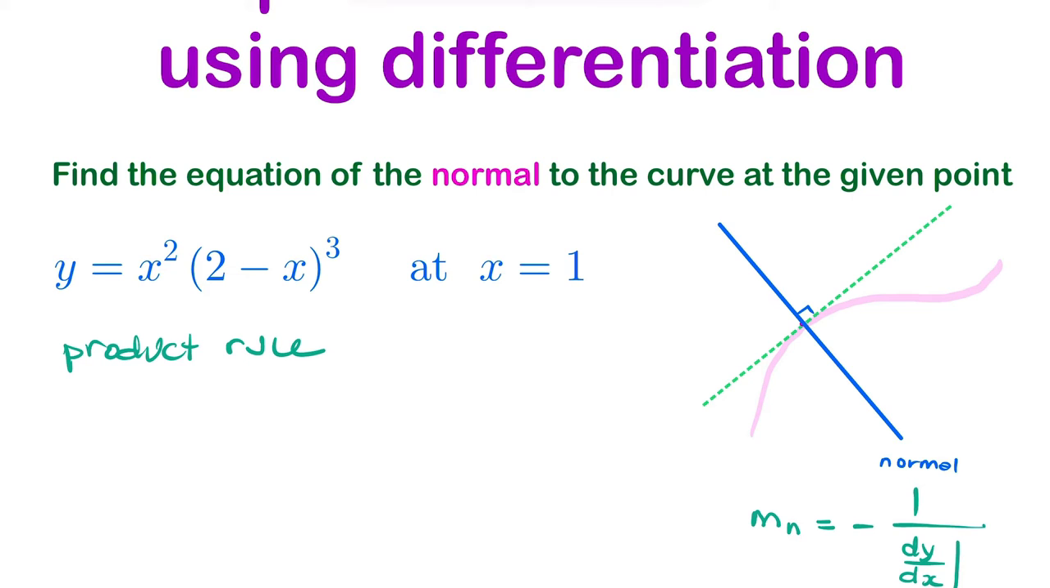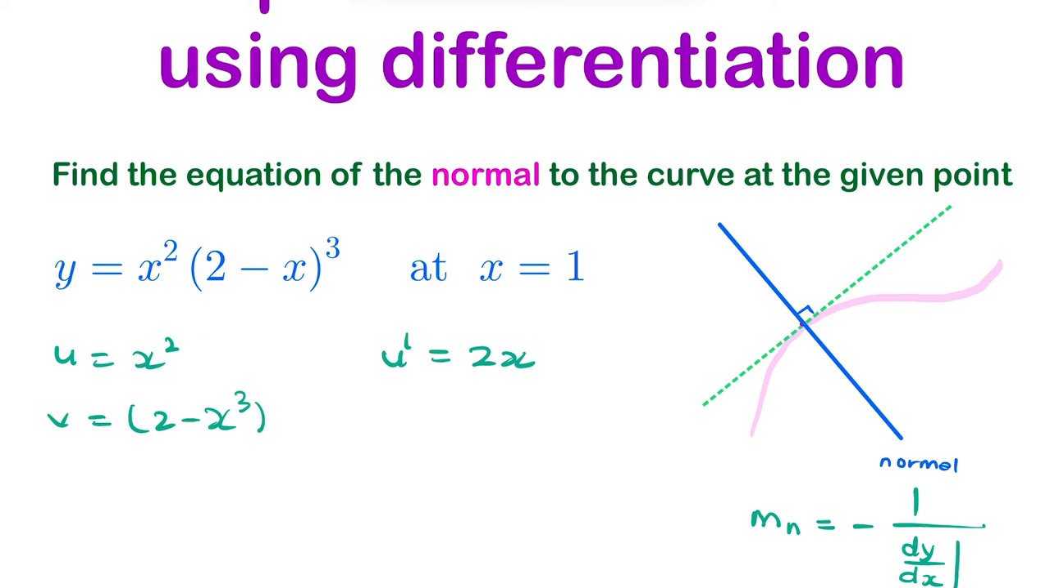to differentiate. So step 1 is to identify u and v. So that's my u and that's my v. So we'd say u equals x squared. So u dash is simply 2x. And v is 2 minus x cubed. So v dash, sorry, that cubed should be there.